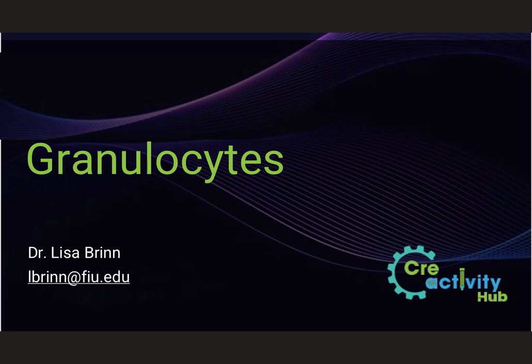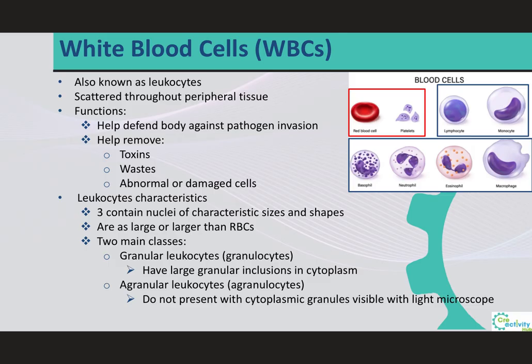Hi everyone, in this lecture we're going to be covering the granulocytes, which are a type of white blood cell. Let's talk a little bit about the white blood cells first. They are also known as leukocytes, and they're going to be scattered throughout the peripheral tissues.